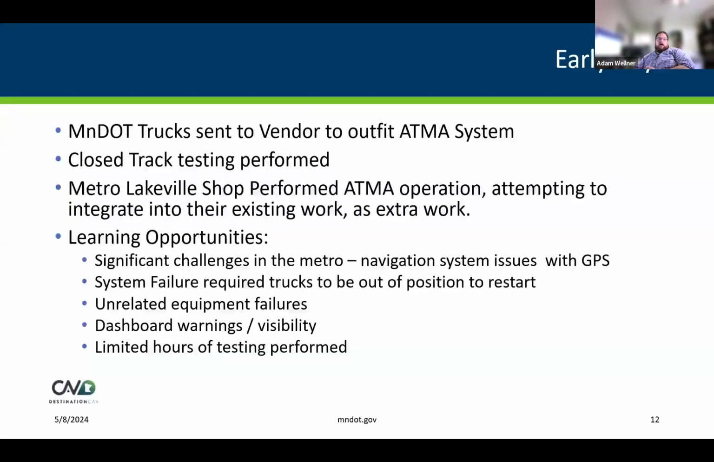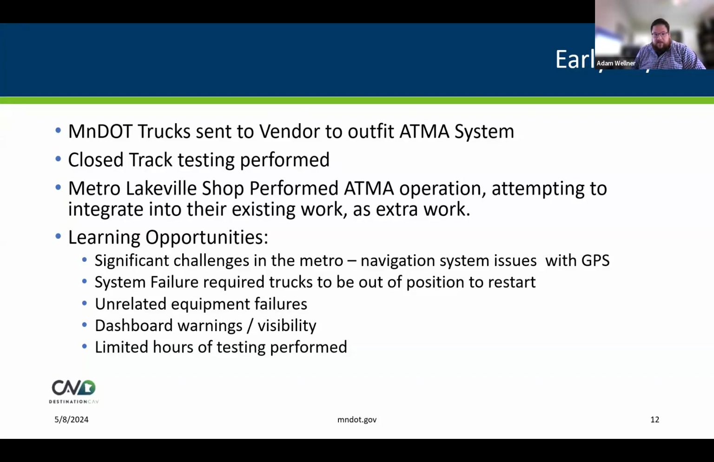Okay, so I'm going to talk a little bit now about how we got here, some of the history of the project, and then kind of where we're intending to go. So this system, MnDOT didn't develop this system. It was acquired through something called the CAV Challenge, which is an open RFP that MnDOT has for innovative ideas like this.